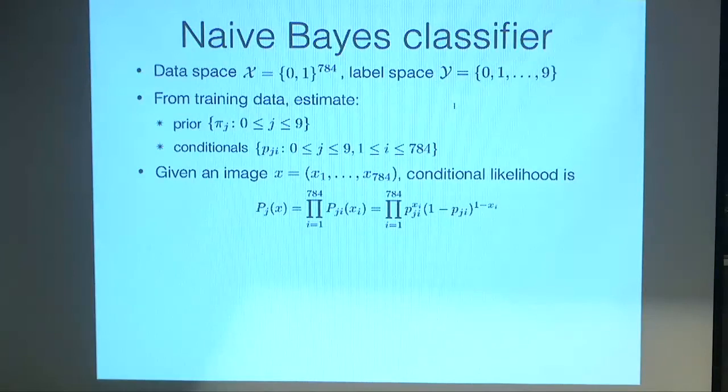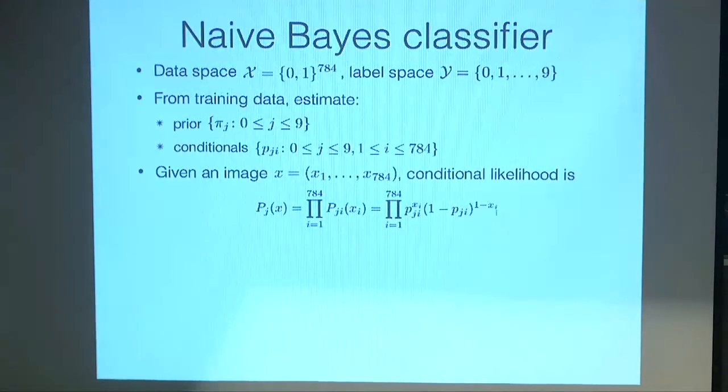Then from your training data, you estimate the prior, and you estimate these conditional distributions using what we just saw in the previous slide. Now, given an image X, this is the conditional likelihood of generating X, assuming that it was taken from class J. And remember that the assumption of naive Bayes is that this distribution is the product over all these individual pixel values. And remember that we saw how to write this individual distribution in terms of this product.